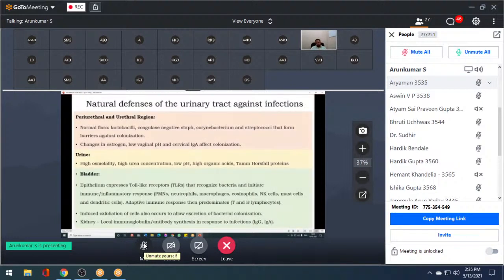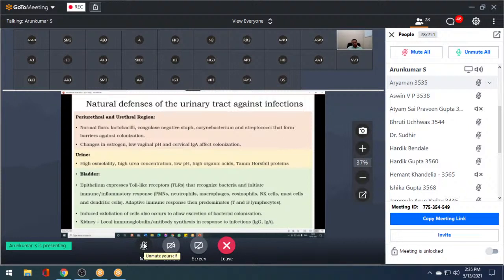So why is it that everyone does not develop UTI? UTI is not common in the general population. Why is it so? There are a number of defense mechanisms which our body has in order to prevent a urinary tract from getting infected. The first one would be that the normal flora, which is present in the periurethral and urethral region, acts as a barrier against colonization. This consists of various streptococci, lactobacilli, and corynebacteria.